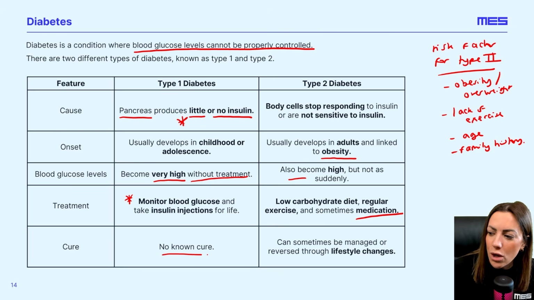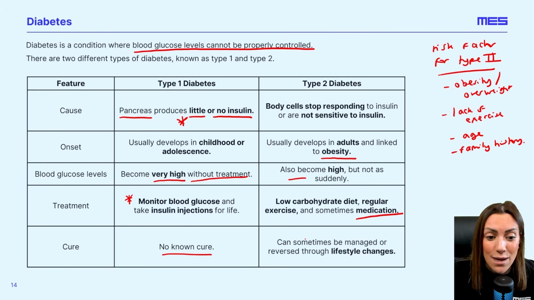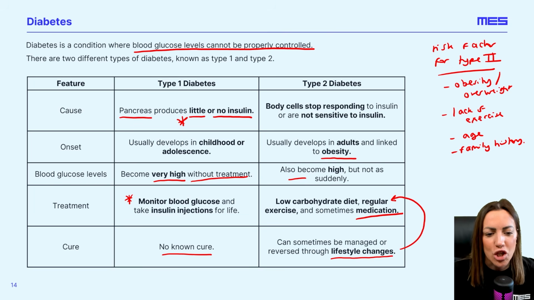Now, there is no cure for type 1 diabetes. There's no cure really for type 2 diabetes. However, if you're early onset, so it's not fully developed yet, you can kind of reverse the effects of type 2 diabetes through lifestyle changes, such as adjusting your diet to be a low carbohydrate diet, losing weight, and starting to take very regular exercise.